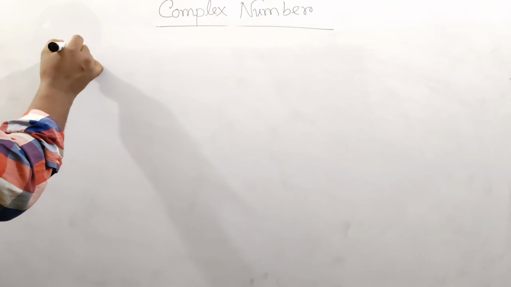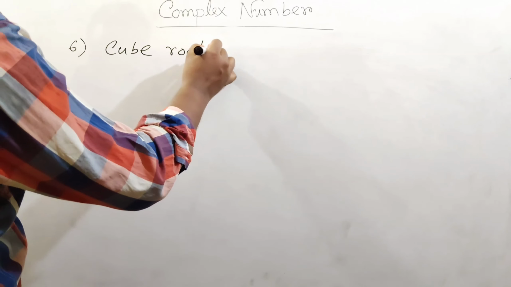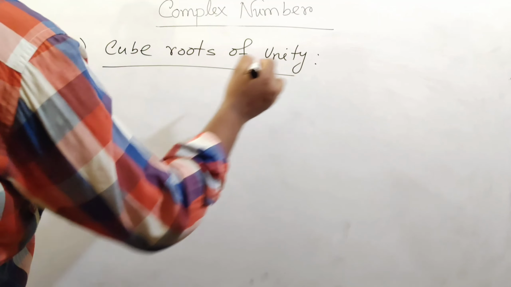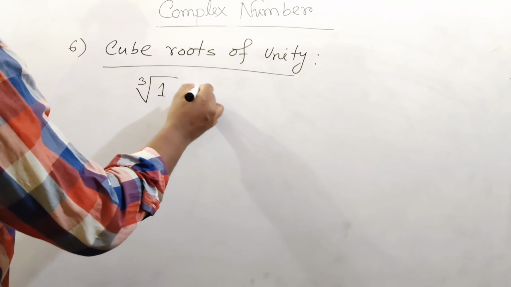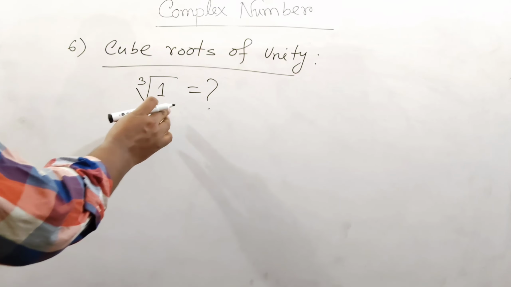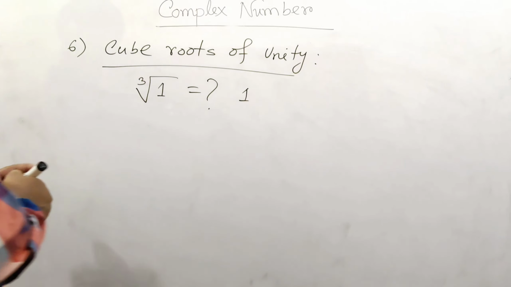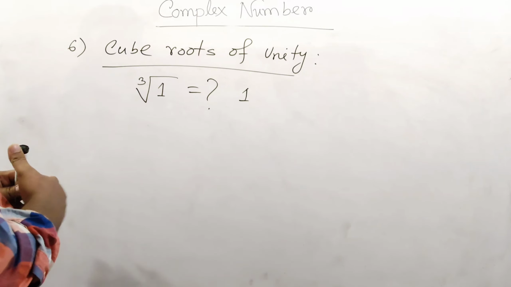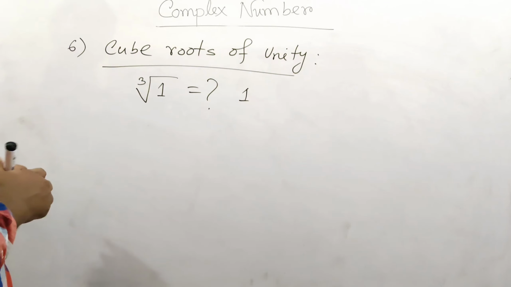So now we will learn number 6, cube roots of unity. Now what is the meaning of this cube roots of unity? Unity means 1, then what is the value of this? Usually when we see this in our other chapters, we just write 1, this equals 1, but in complex number it cannot be just 1. Here there must be 3 values of this cube root. So what are the next 2 values? Now we learn what are the next 2 values and their characteristics.